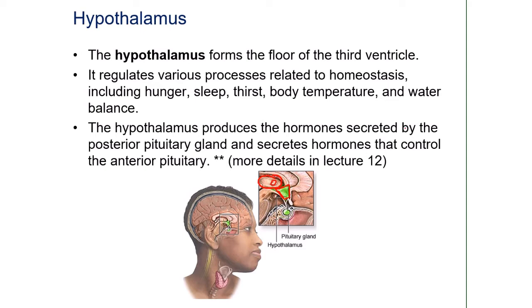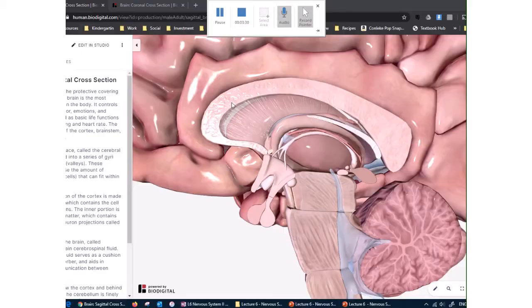In fact, the hypothalamus works with another gland that's below it, and that's called the pituitary gland. And the pituitary gland is separated into the posterior pituitary and the anterior pituitary gland. So together, the hypothalamus, along with these pituitary glands, are going to use hormones to control many processes in the body to maintain homeostasis, and we're going to learn a lot more about them in lecture 12.